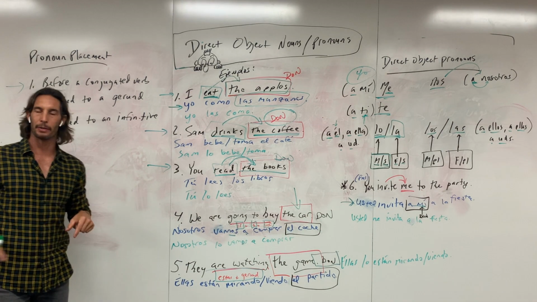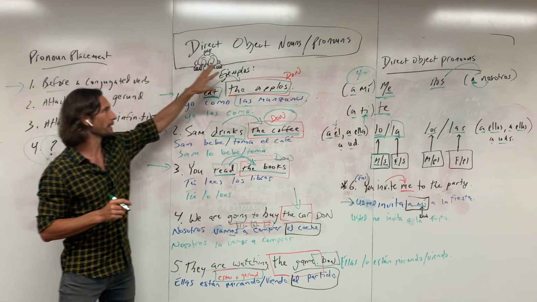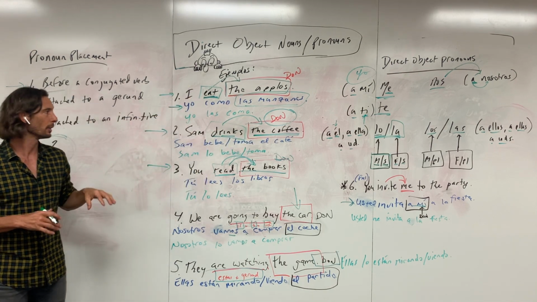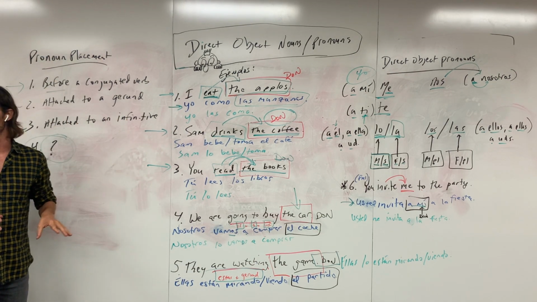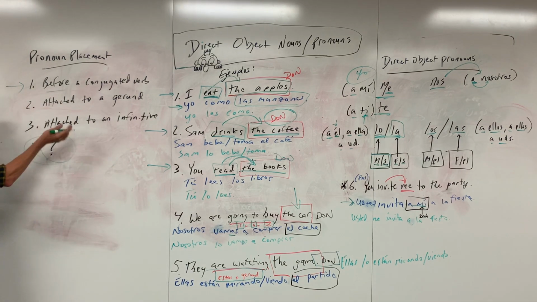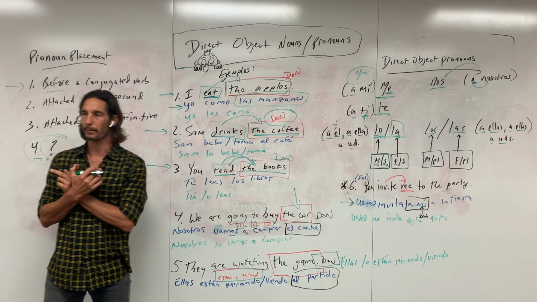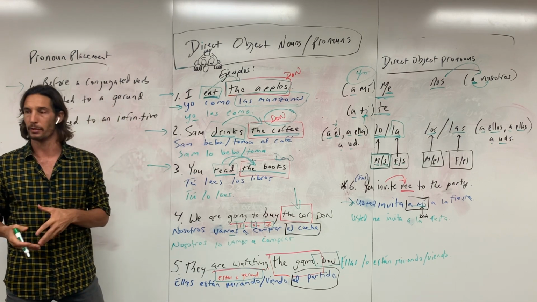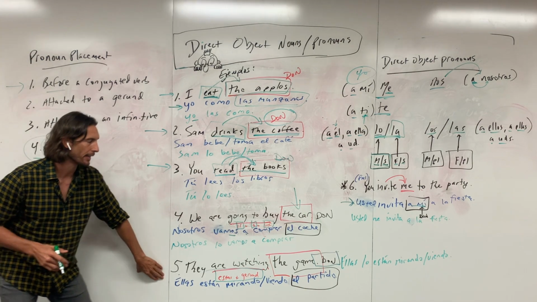So pronoun placement, we have 3 places with regards to, at least for direct object nouns and pronouns, indirect object, well, pronouns in general. While you will see these resurface in other videos, they're universal. So it's just where pronouns are placed, period, right? And these are our options. And again, that's why I said you have the 4th one here. But so, before a conjugated verb, and I'm going to bring you to these, 1 through 3 are examples of that.